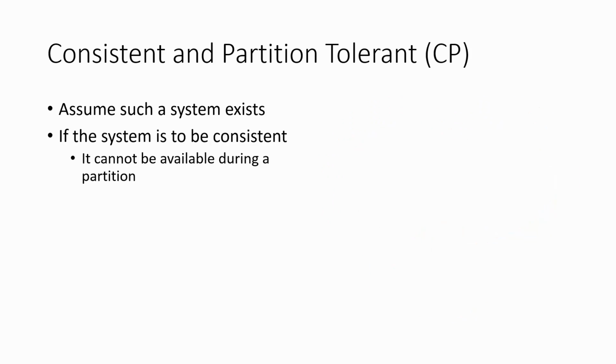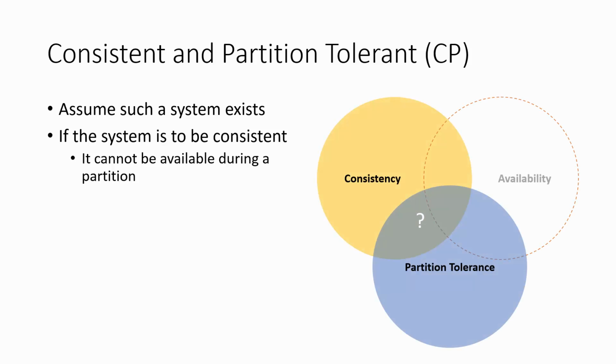In the second model, we have a consistent and partition tolerating system. This is sort of a theoretical model. I can't really think of actual systems that have this property. If such a system exists, then yes, it can be consistent and it can tolerate partitions, but it won't be available in case there is a network partition.